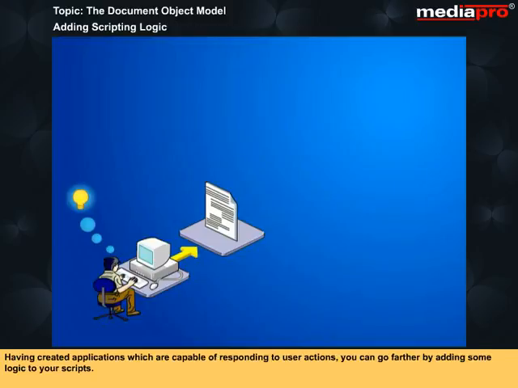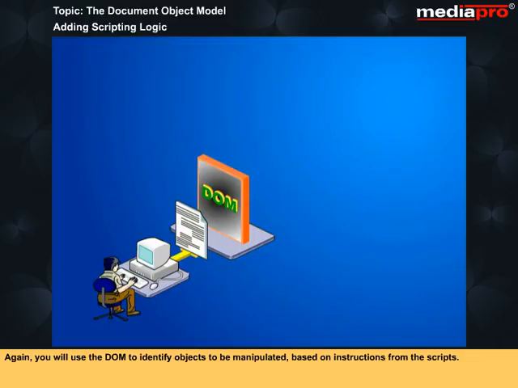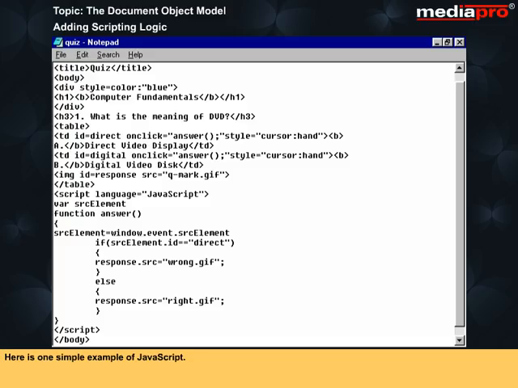Having created applications which are capable of responding to user actions, you can go further by adding some logic to your scripts. This will enable you to evaluate user actions and give more specific responses. Again, you will use the DOM to identify objects to be manipulated based on instructions from the script. Here is one simple example of JavaScript. This application shows a simple branching function.